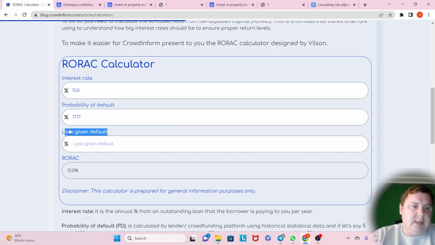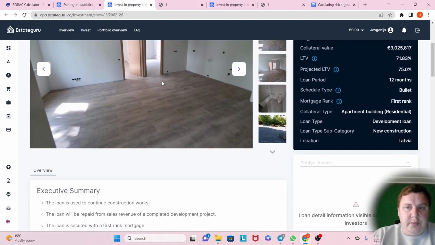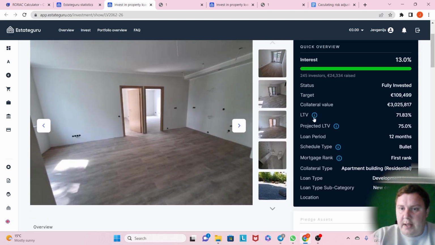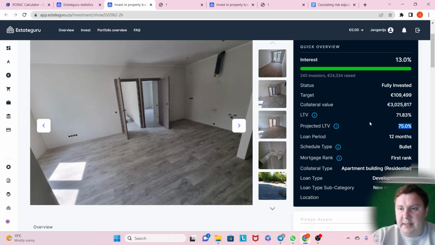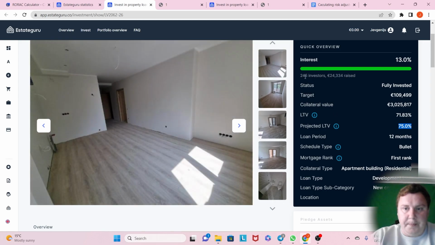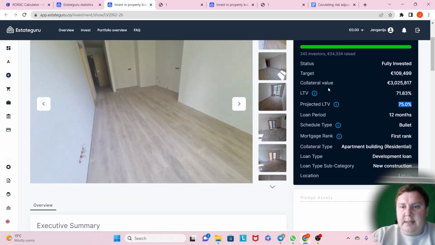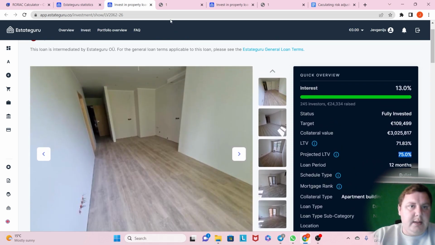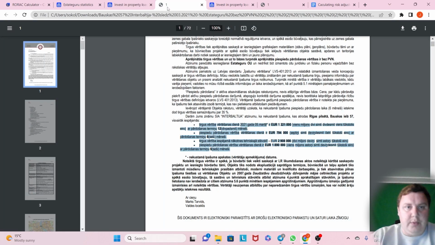So we need to understand the so-called loss given default, basically how much money we will lose if the project goes default. For this purpose we have to look at the LTV, and we see that for this project it is 75%, meaning that the collateral value is 25% bigger than the loan value. But let's dig a little bit deeper and have a look at the pre-sale report.